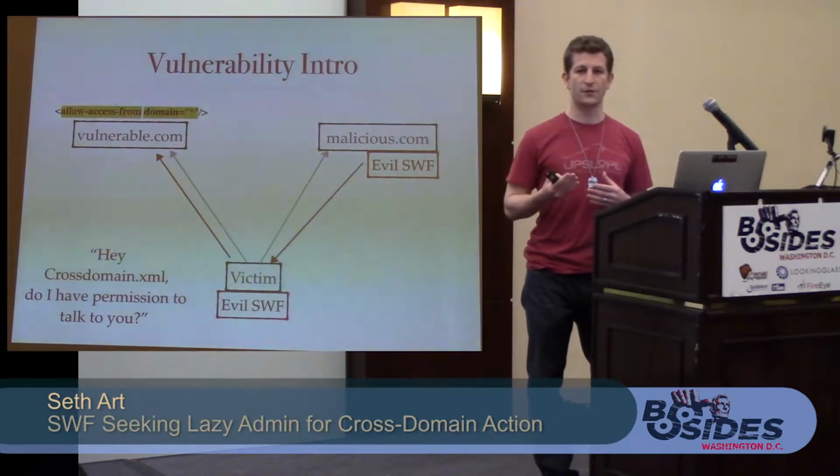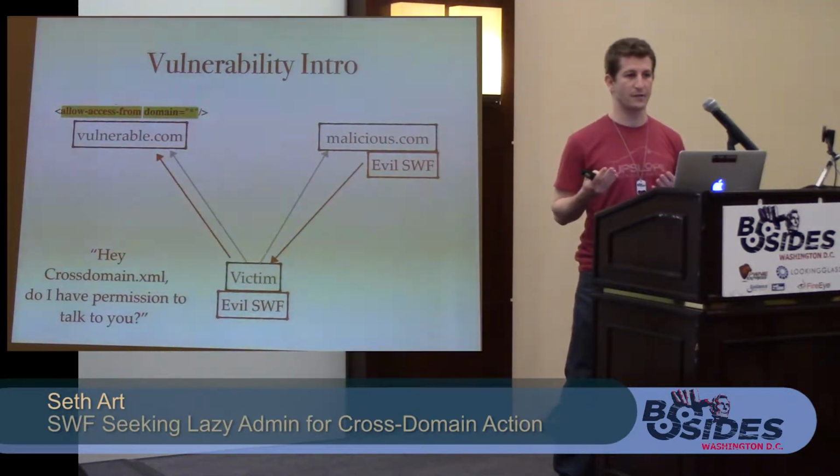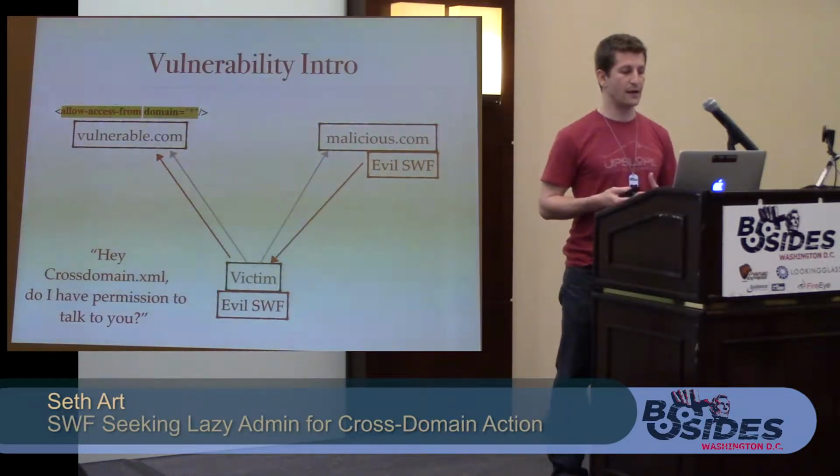Now, the author of the SWF can code the SWF to make any cross-domain request that the author chooses. It's up to Flash Player and that same origin policy to determine whether those requests are actually allowed to be made. And the mechanism for asking permission is the cross-domain XML file. Flash Player makes a request to the vulnerable server, and as you can see here, this vulnerable server says allow access from domain equals star.